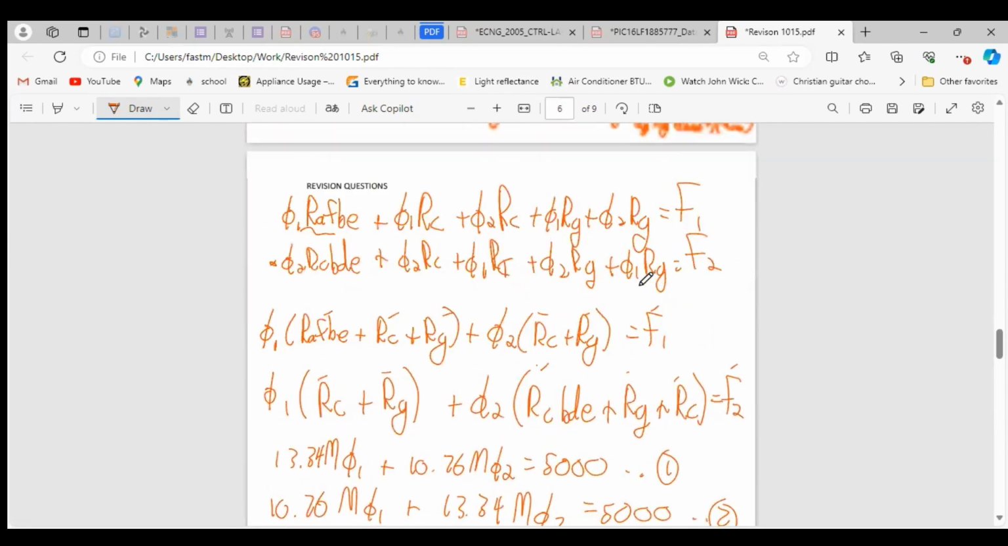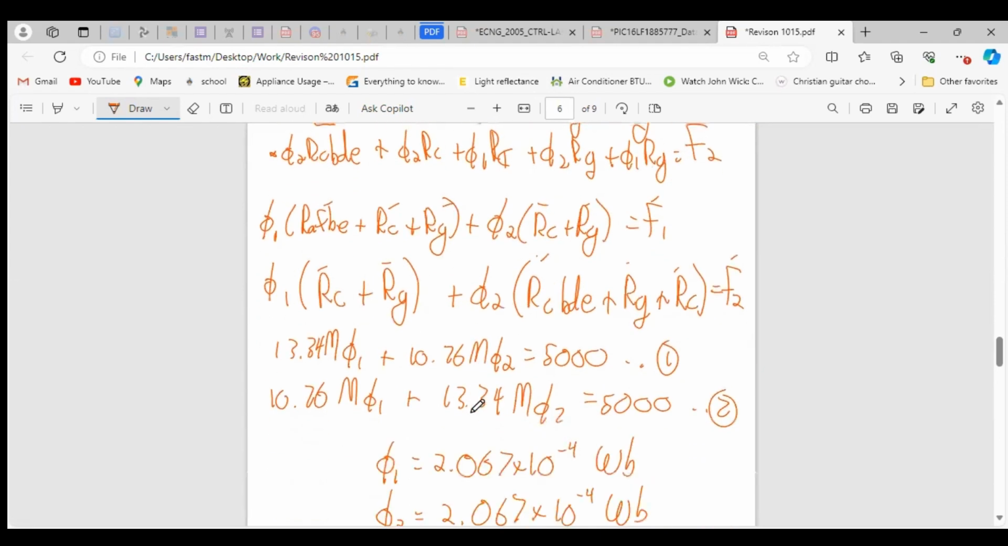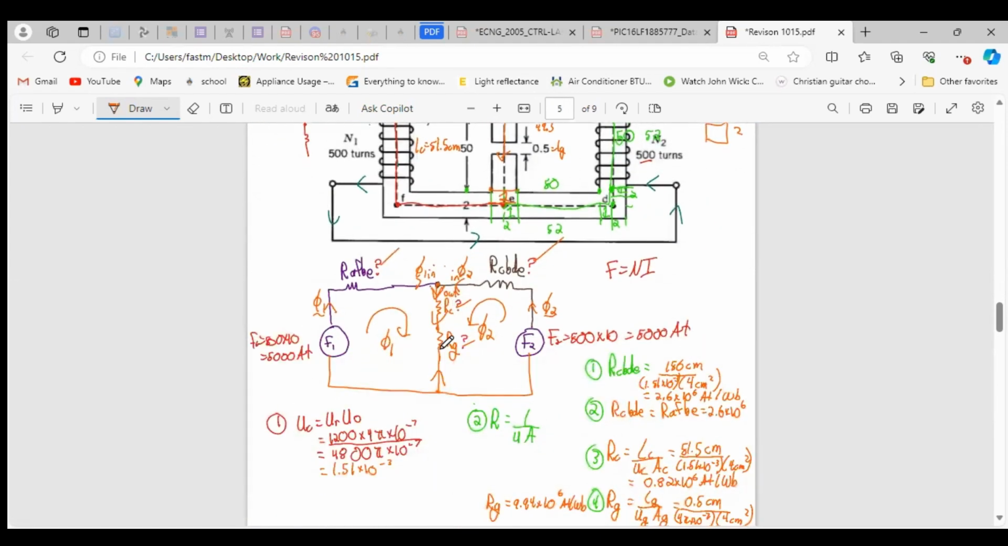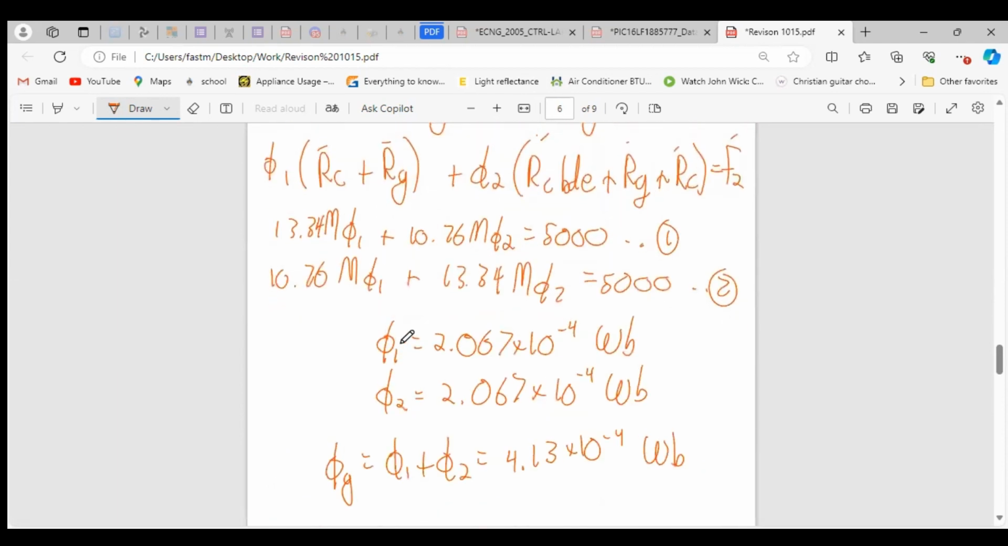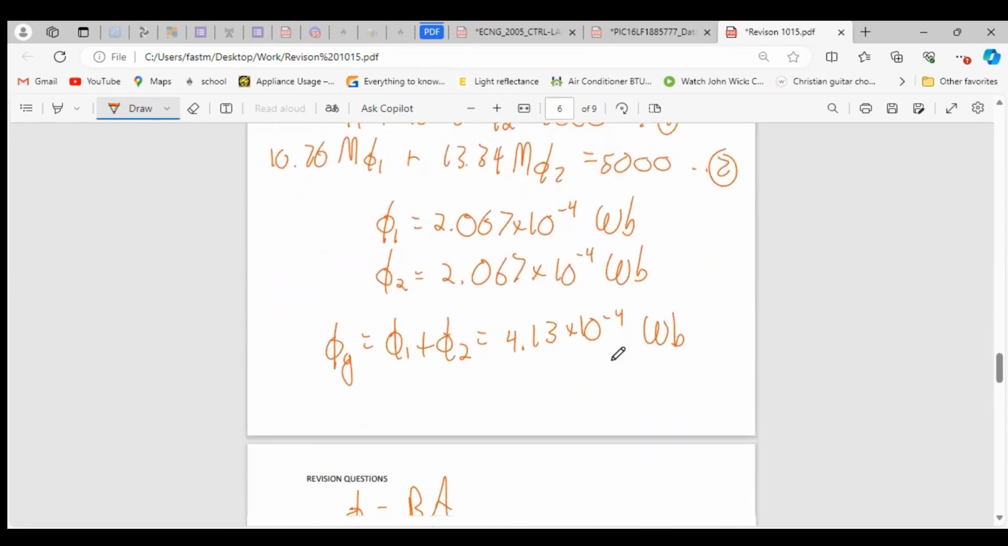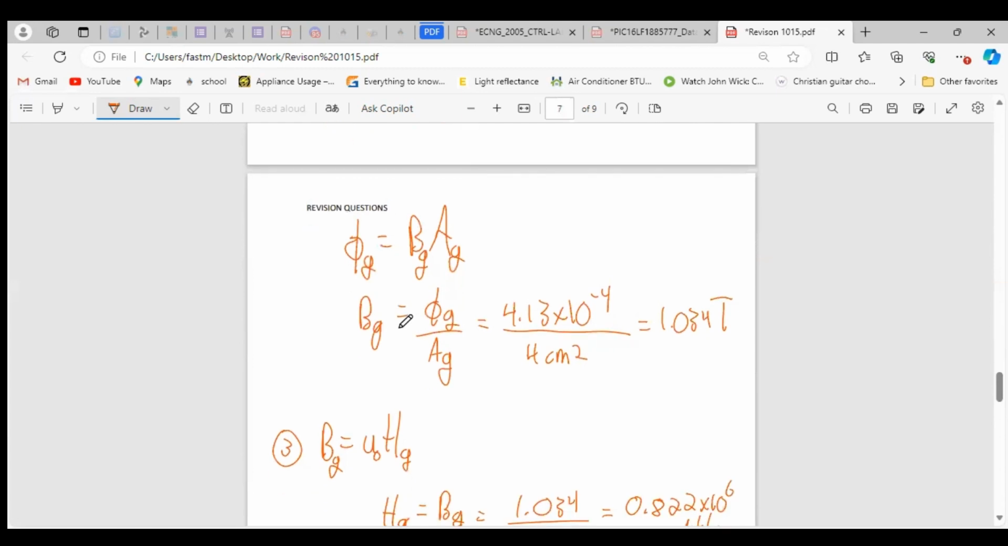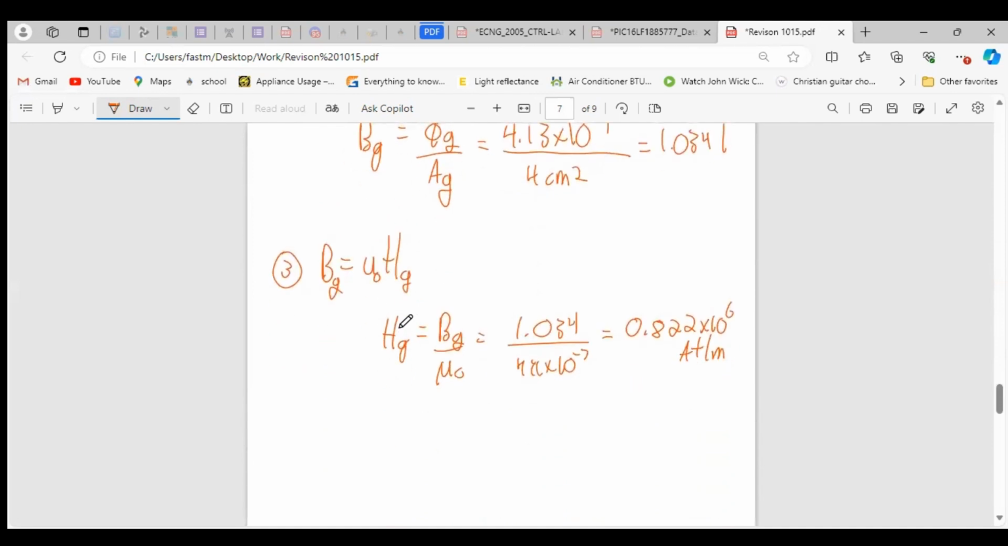They break it down into the currents, the loop analysis, and you solve it simultaneously. We notice that phi g, which is the flux through the air gap, which is this branch here, will just be the sum of the two fluxes, so you get phi 1 plus phi 2. Then you have equations to get the flux density and the field intensity. And that's that question.